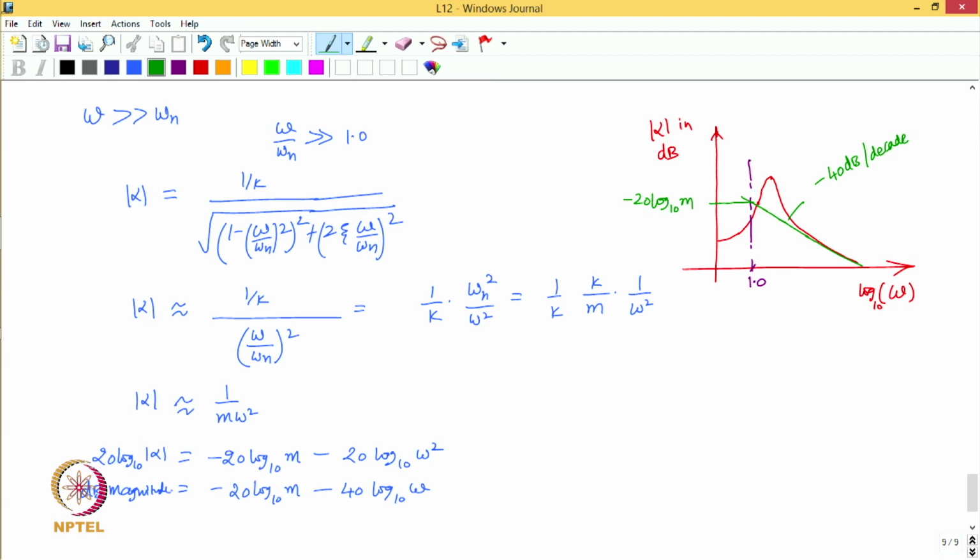And this line is basically dependent only on the mass of the system, and that is why this line is called the mass line. So, the mass line approximates the FRF magnitude in dB in the high frequency range, for a single degree of freedom system with viscous damping.